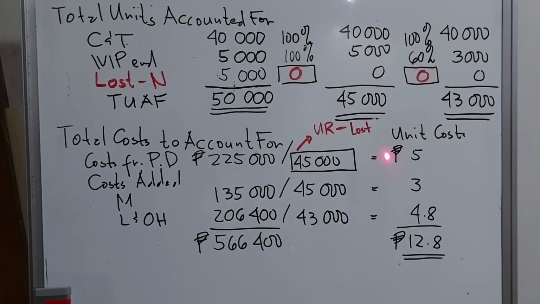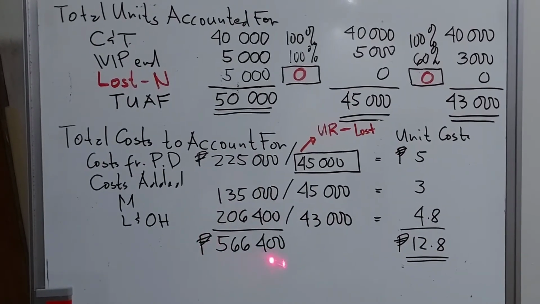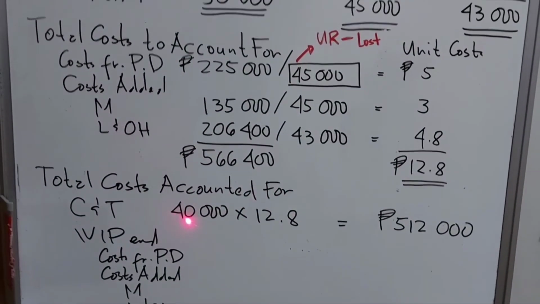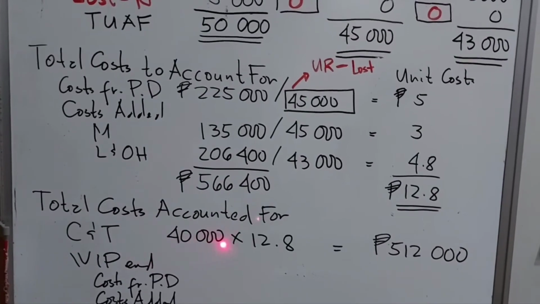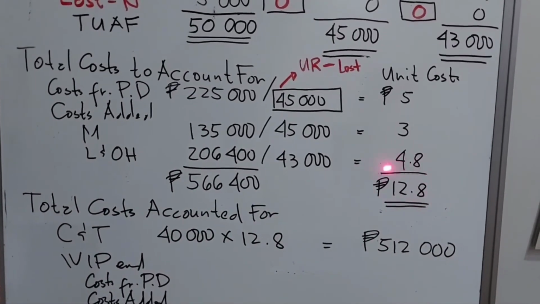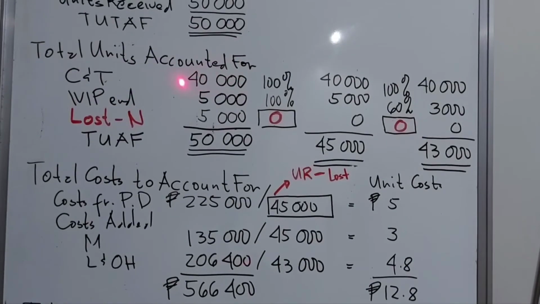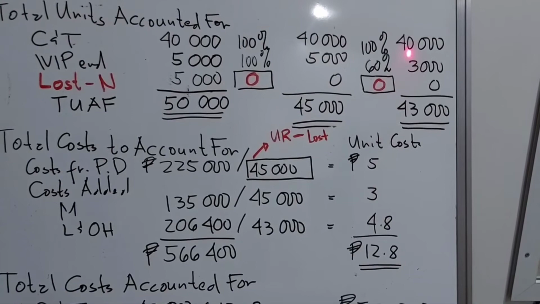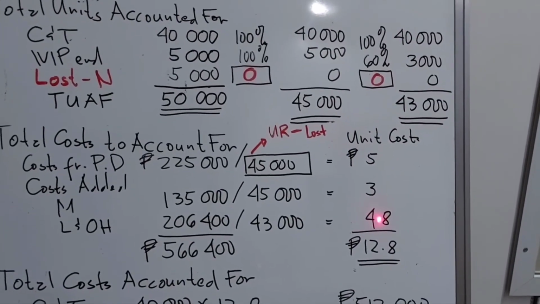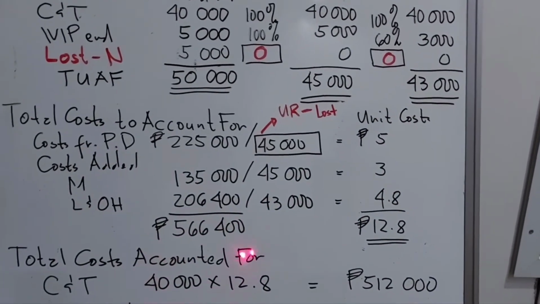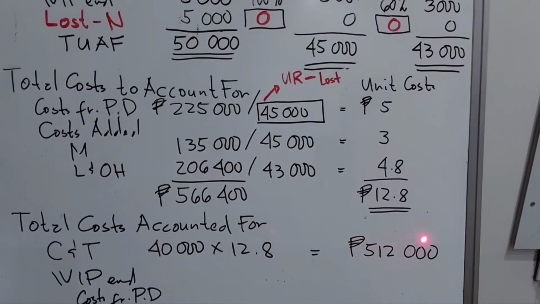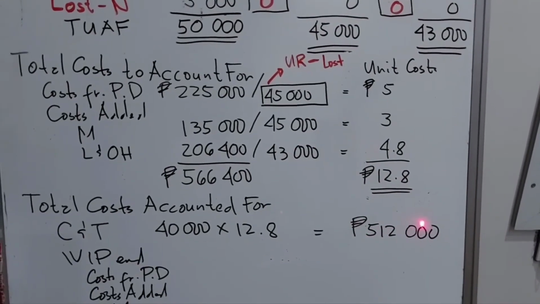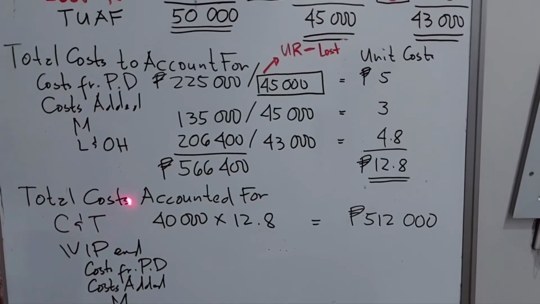So, i-account naman natin yung 566,400. Pagdating sa total cost accounted for, anong gagawin natin? Yung units na na-complete, ita-times lang natin sa total unit cost. Ilan yung units na na-complete natin? 40,000, di ba? 40,000 times 5, 40,000 times 3, 40,000 times 4.8, or 40,000 times 12.8. Lalabas 512,000. Yun yung cost ng completed and transferred. Wala namang pinagkaiba pagdating dito.